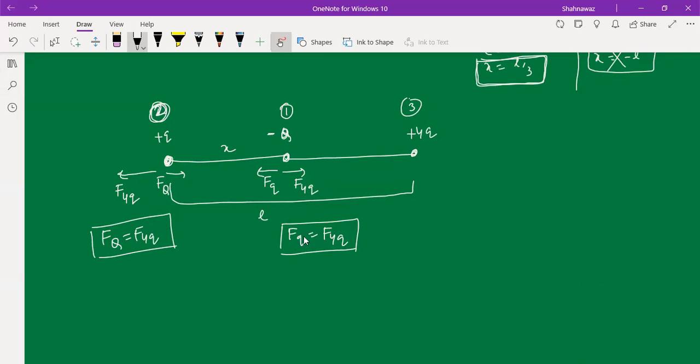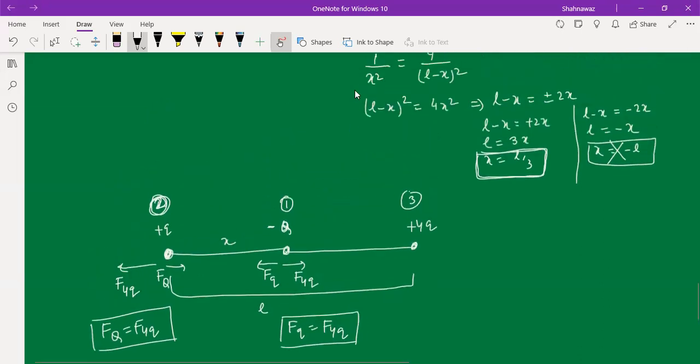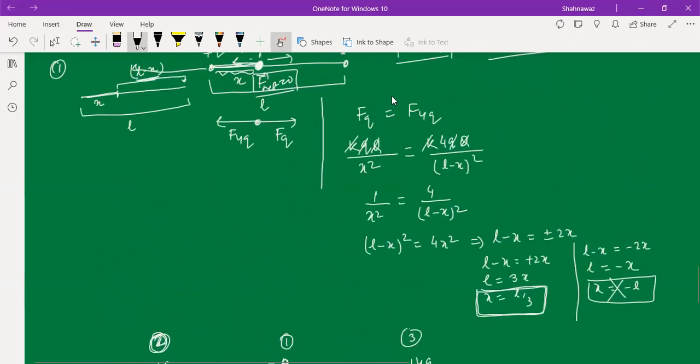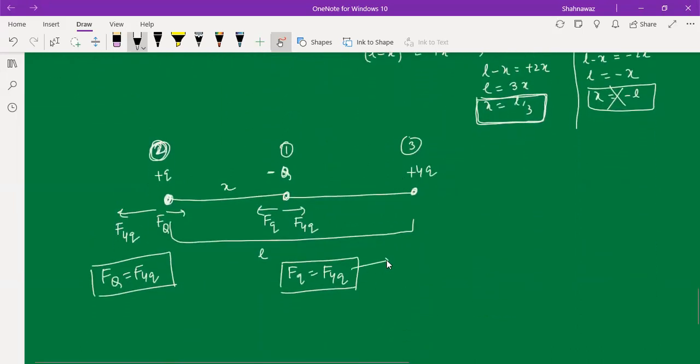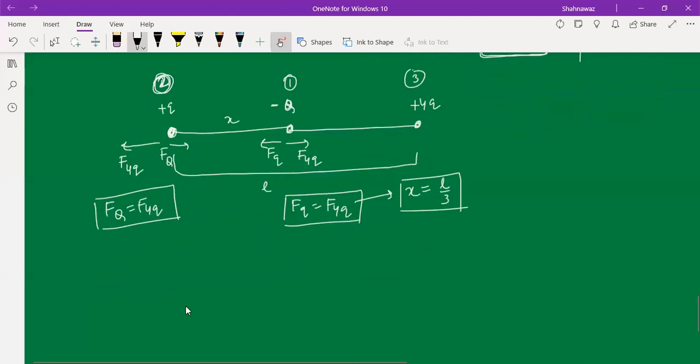So first, let us calculate this: FQ equals F4Q. We have already calculated this, right? We have already calculated FQ equals F4Q. This will give the position. So X will come out to be L by 3, right? Now let us calculate the charge for which FQ equals F4Q.